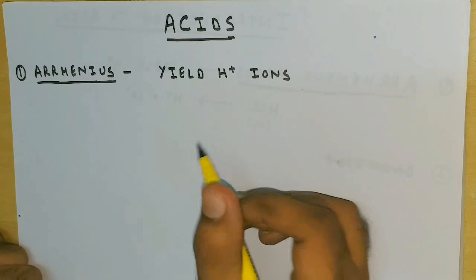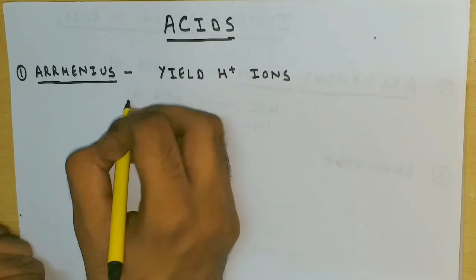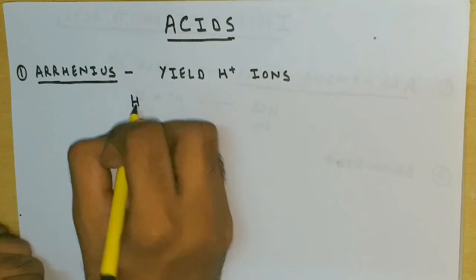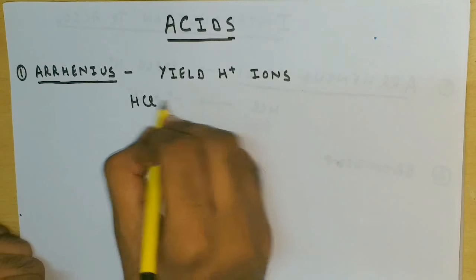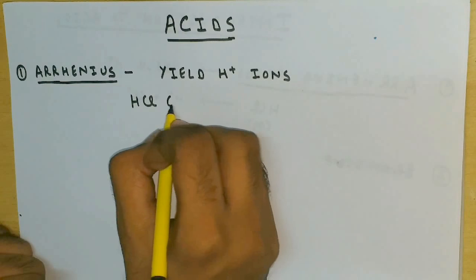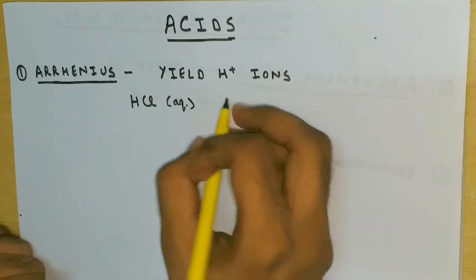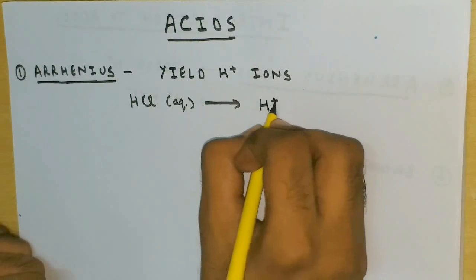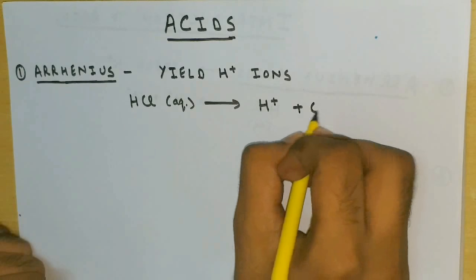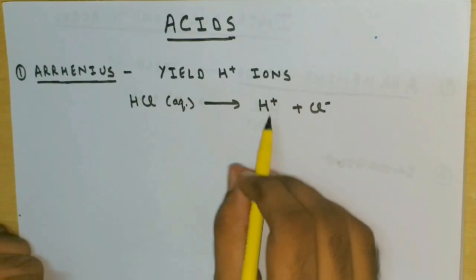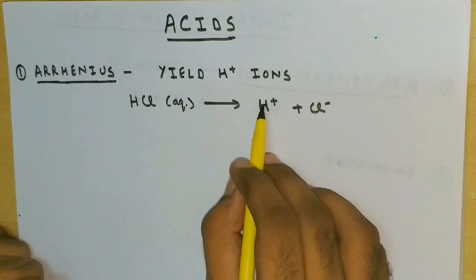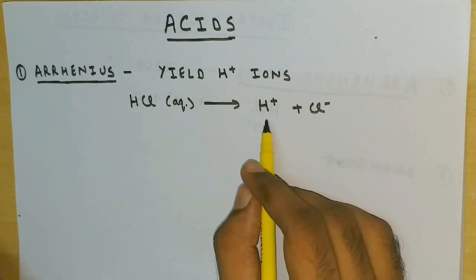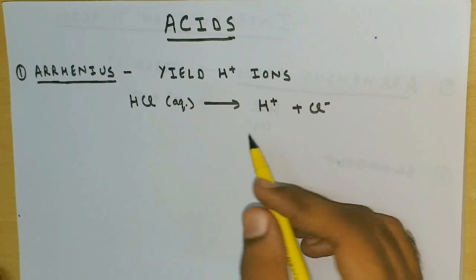For example, I am considering a very commonly known acid, that is hydrochloric acid or HCl. And it dissociates in water, or in aqueous solution, to release H plus and Cl negative ions. So HCl can be called an Arrhenius acid. As simple as that.